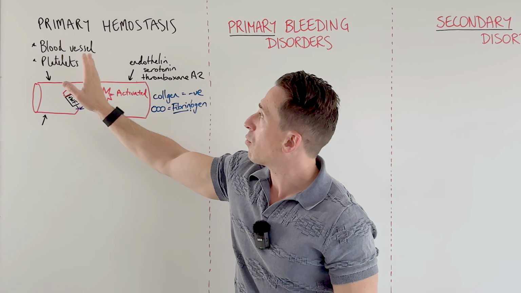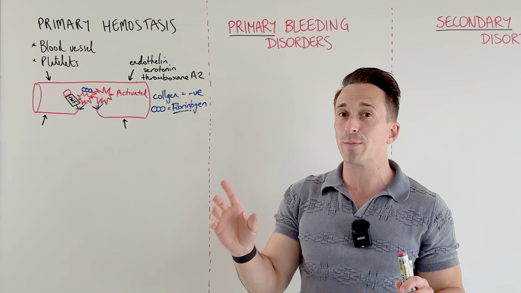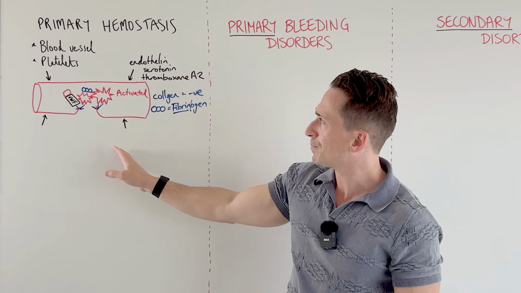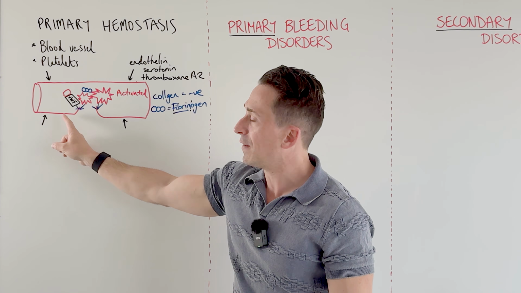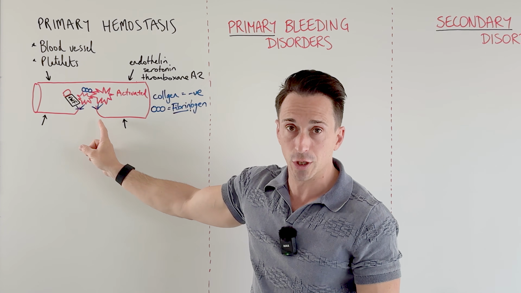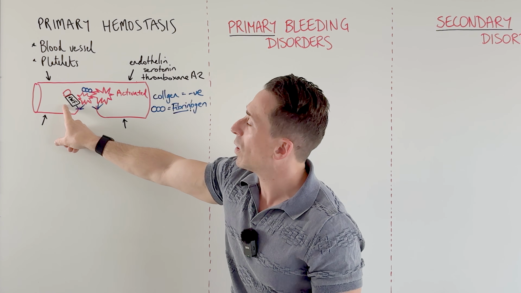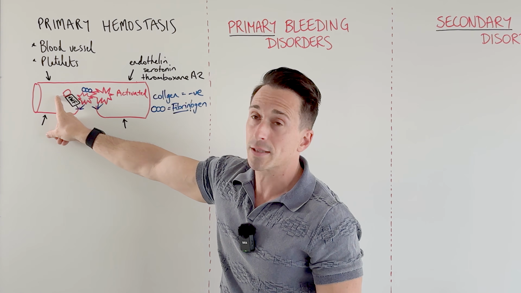So in primary hemostasis, I've missed out on a couple of things, but these are the important ones to understand here. We need the blood vessel to be damaged, exposing collagen, right? That's important. Von Willebrand factor is really important. Platelets are really important.